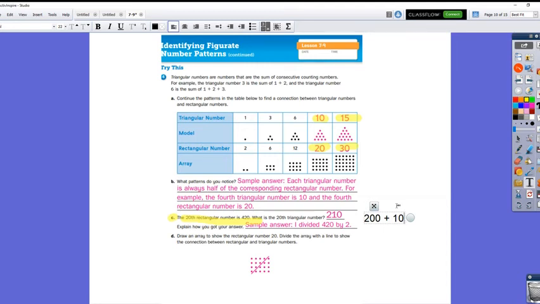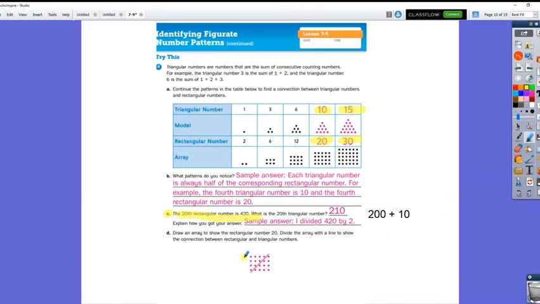Okay, let's go to D. This might have been tricky. It says, draw an array to show the rectangular number 20. Divide the array with a line to show the connection between rectangular and triangular numbers. Well, this is what they did. They just divided it in half because the original here is rectangular, and that's all of the numbers. 1, 2, 3, 4, and 1, 2, 3, 4, 5. So there's 20, right? That's the rectangular array.